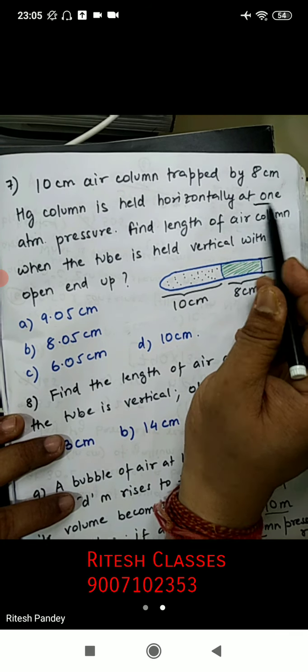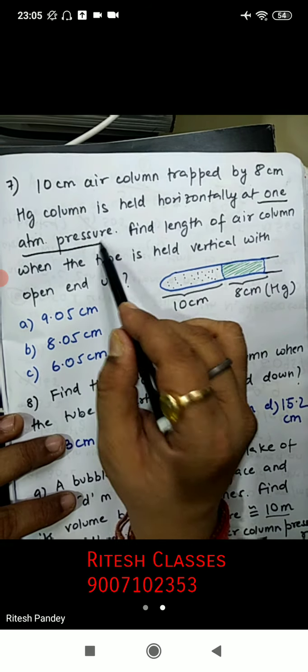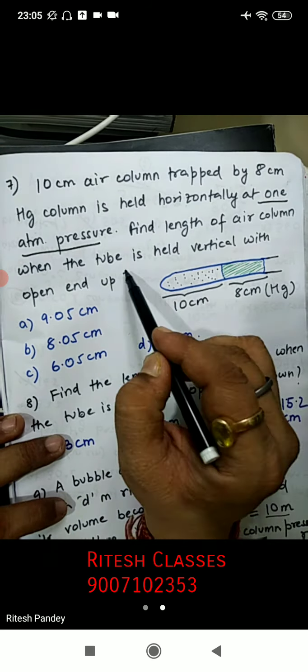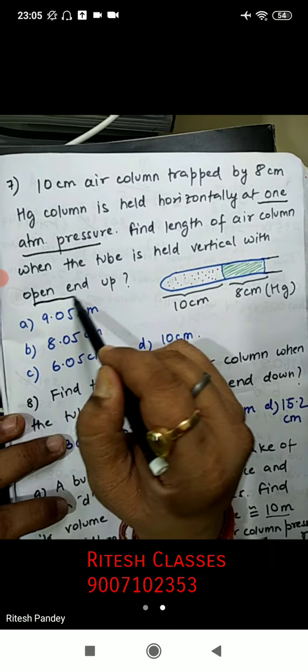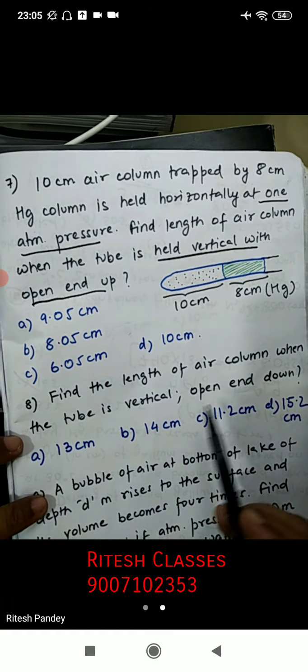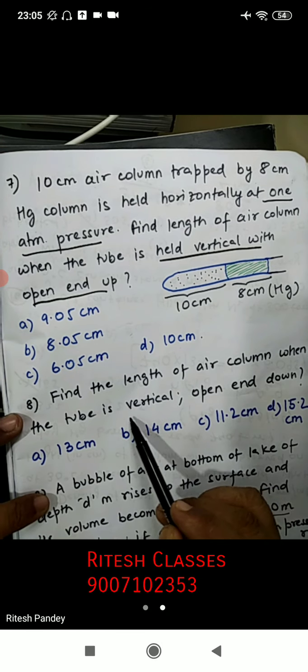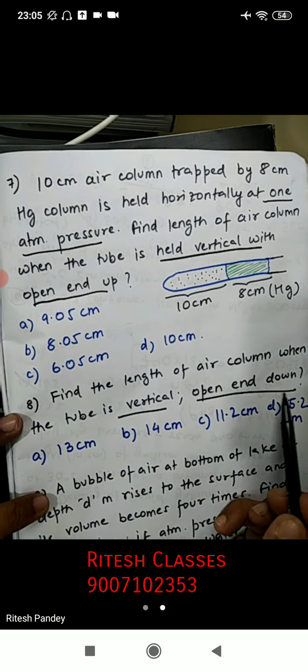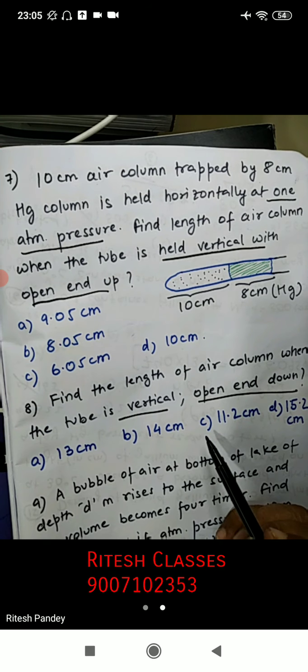That goes without saying. It's 1 atmospheric pressure. Find length of air column when the tube is held vertically with the open end up. Held vertical with open end up. And question 8 is when the tube is held vertical, open end down. Now, this is an interesting problem.